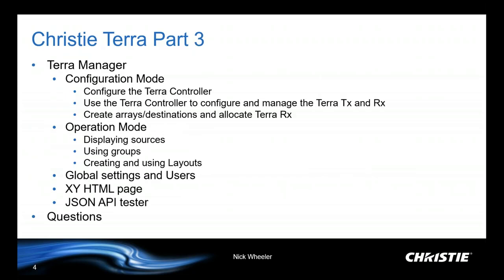That's the software that's used to control the Terra controller, control the whole system actually, configure and use it. So we'll go through the configuration mode, how you set the system up, and the operation mode, how to use it, to display sources on destinations and so on. We'll go through different settings and a couple of things on the XY HTML page and the JSON API test that will help you make sure that you can control the system. You can actually test the API from the controller, from the laptop, when you're using third-party controls. And then we'll finish up with some questions as usual.